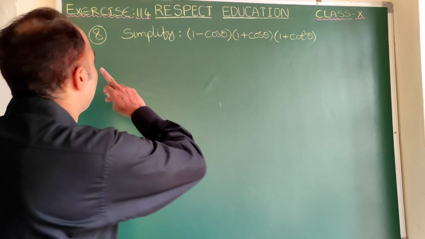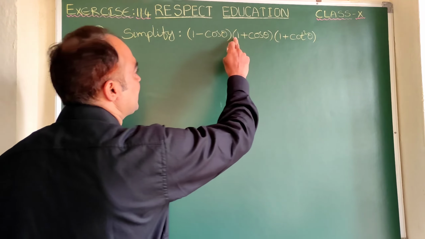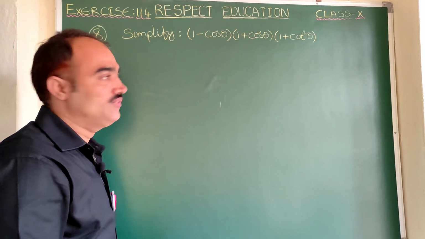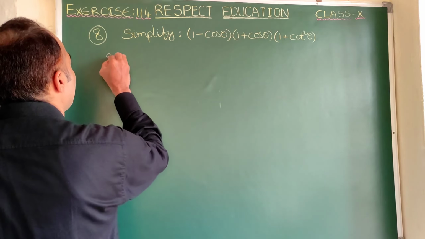Now we see question number 8. Simplify (1 minus cos theta) into (1 plus cos theta) into (1 plus cot square theta). Now let us start solving this problem. It is very clear, this is in the form of (a plus b) into (a minus b). So we can apply the formula of (a plus b) into (a minus b).